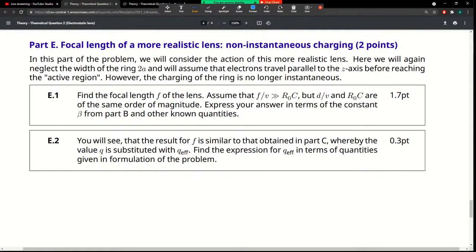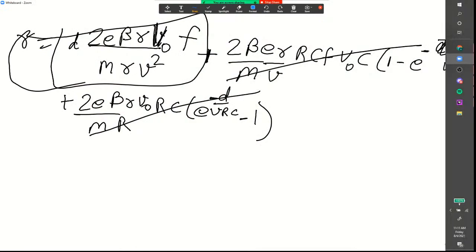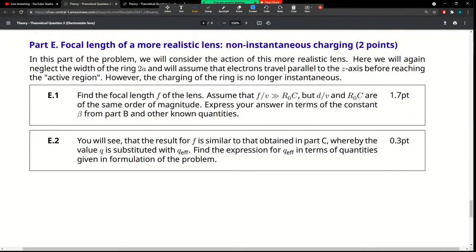Yeah. Okay, then we can do E2. But this was a nice question. I liked it. Yeah, yeah, same.